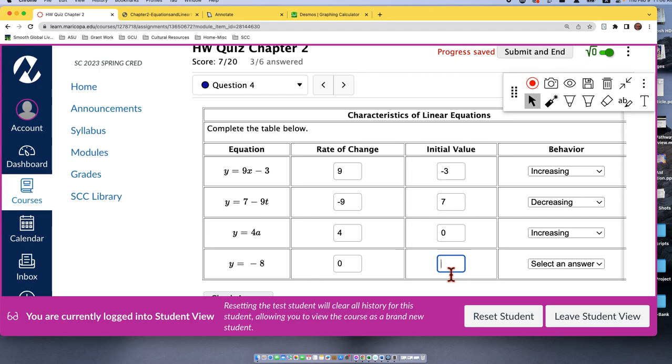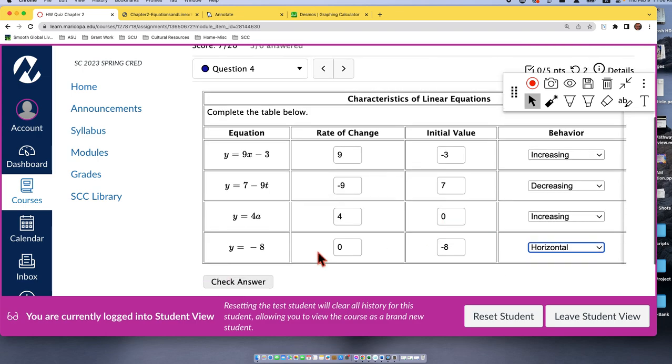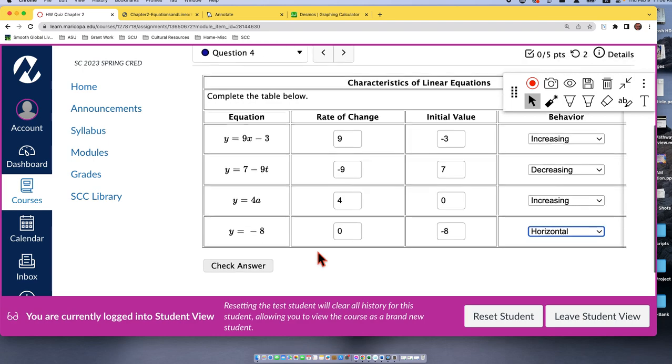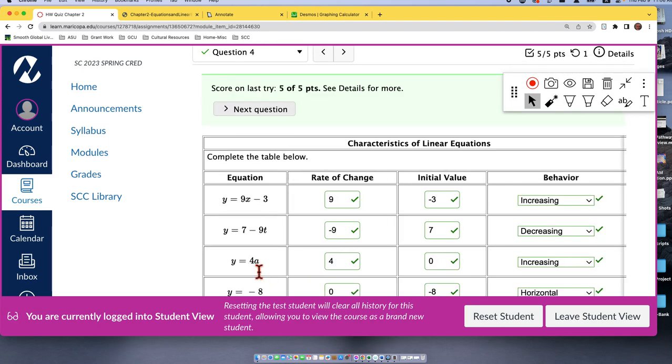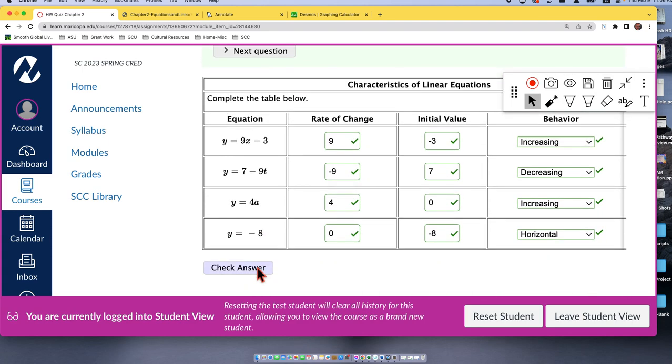So that, good. And then what's our initial value? -8, because that's all that's there. And then this one we can say, yeah, that's going to be the horizontal. And yeah, if we have an x equal, that's when we get a vertical line. We'll check our answers, and of course we're all right. But that's the thing, is just from looking at the equation, be able to pull those things out.